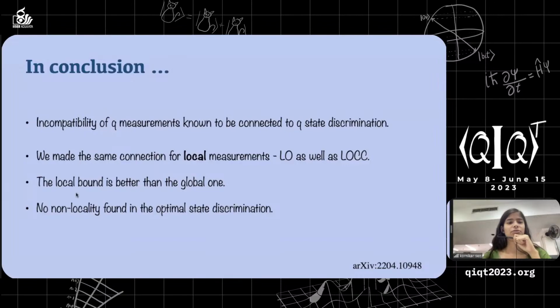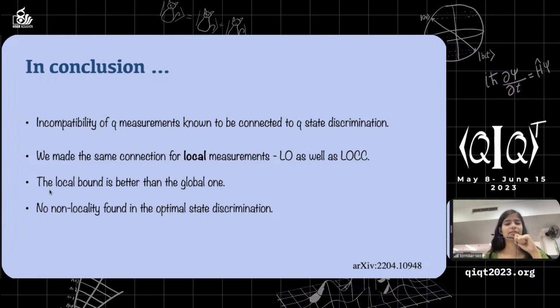So to conclude, the incompatibility of quantum measurements is known to be connected to quantum state discrimination. We made the same connection for local measurements. That is, we have considered local operations as well as local operation plus classical communication. But here again, I want to emphasize that by classical communication, I mean one-way classical communication. Bob 1 only tells about his measurement outcome to Bob 2, and Bob 2 does his measurement. But this thing doesn't go on.